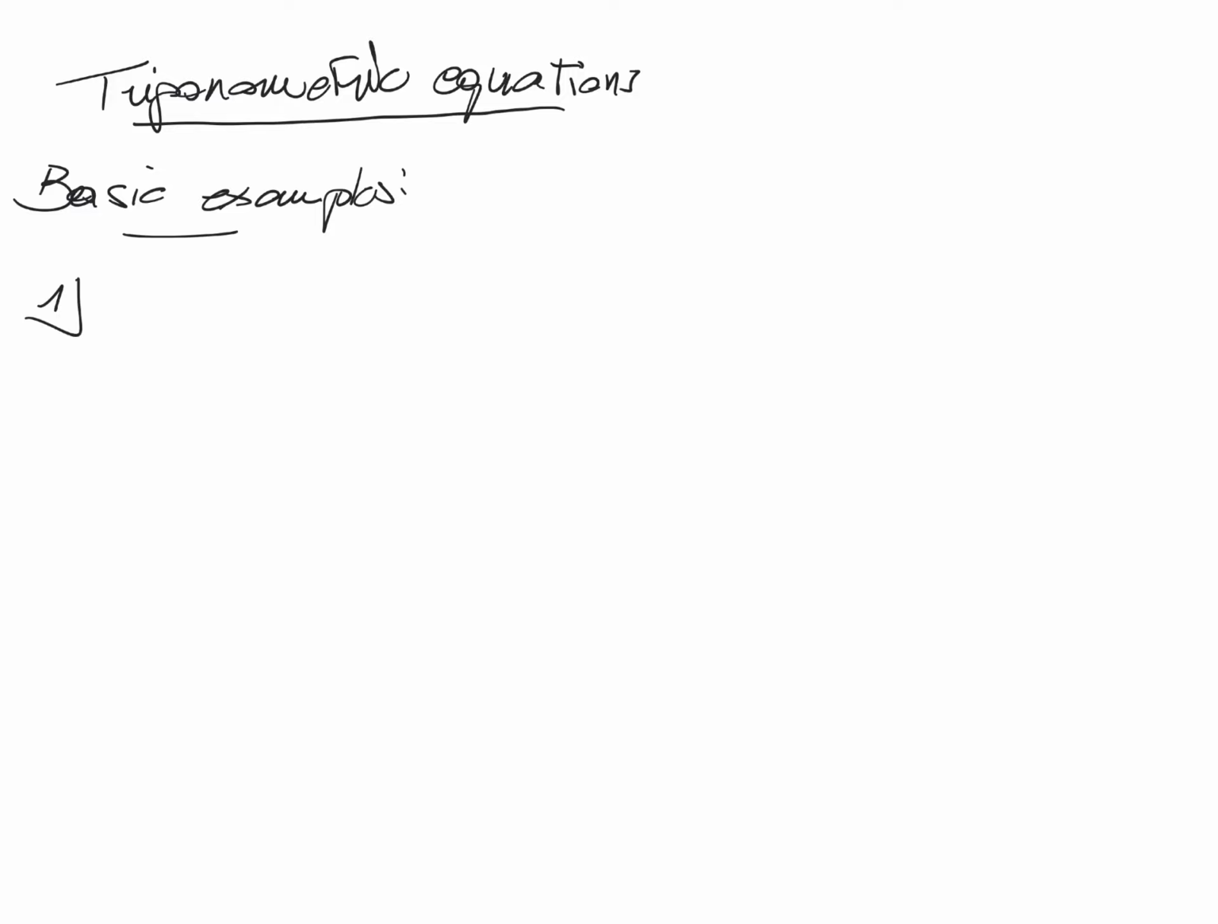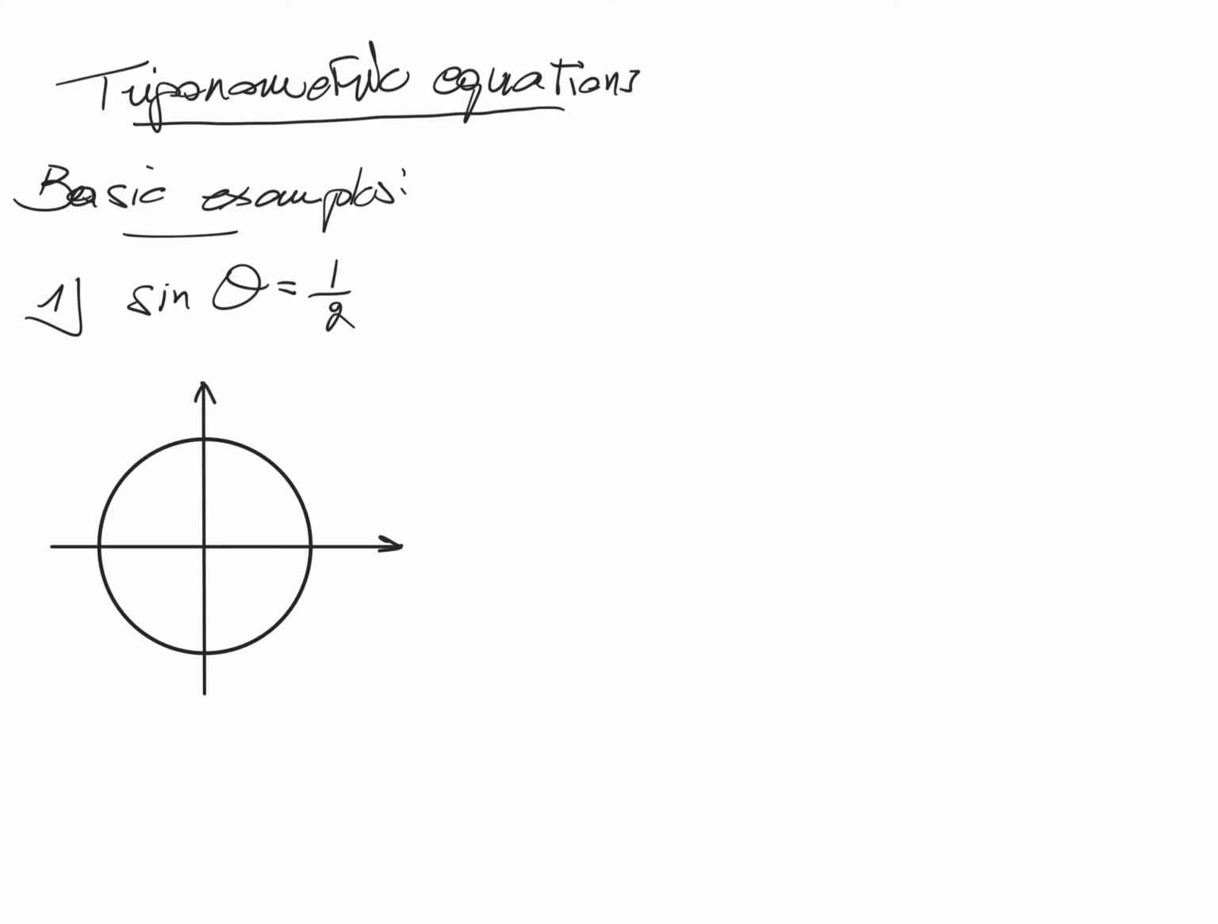First one, assume that sine of theta is equal to 1/2. What are the values of theta? The easiest way to solve such a simple problem is to look at the trigonometric circle. If sine of theta is 1/2, this means that the y-coordinate of the point corresponding to the angle theta is 1/2, which tells us that theta is either pi over 6 or 5 pi over 6.